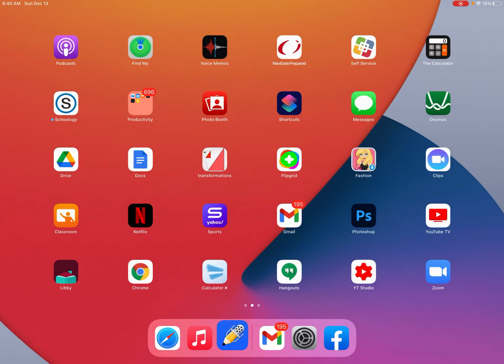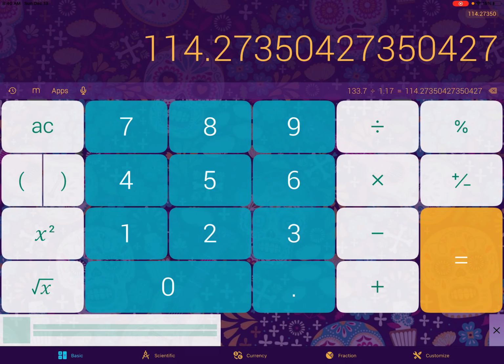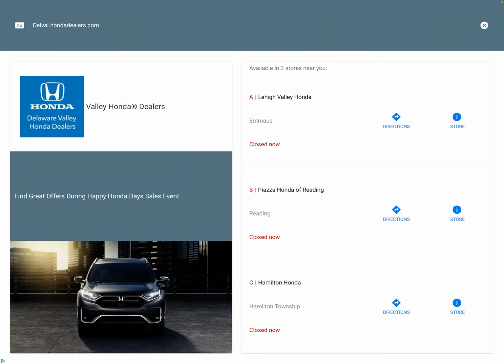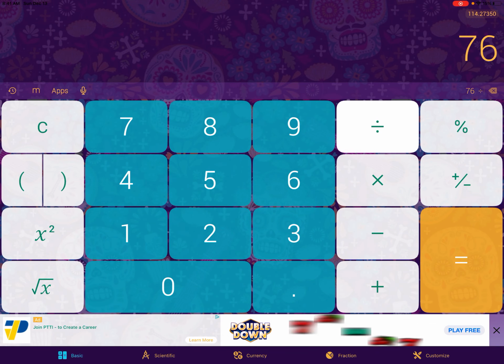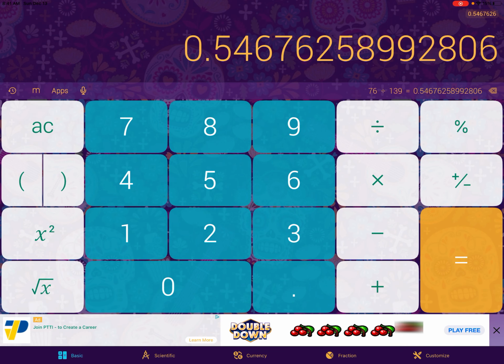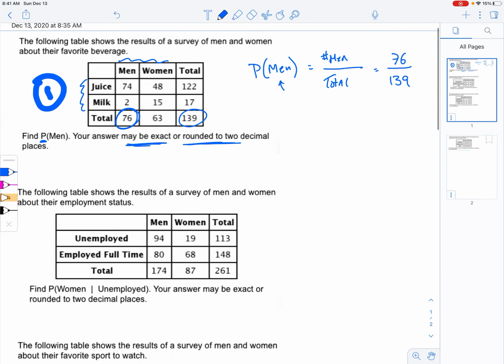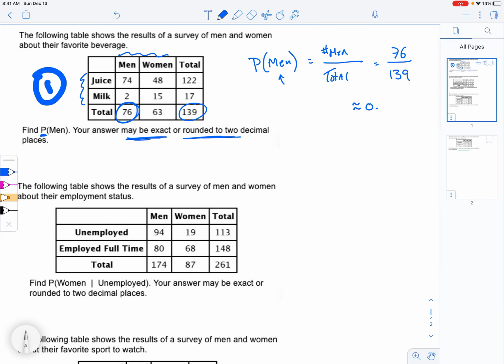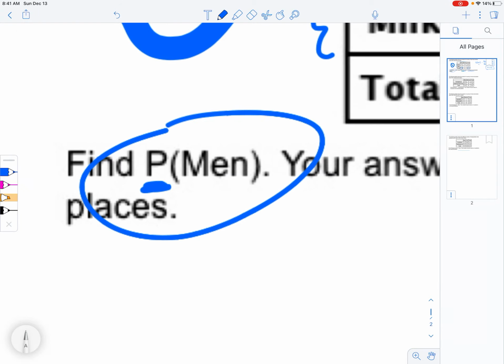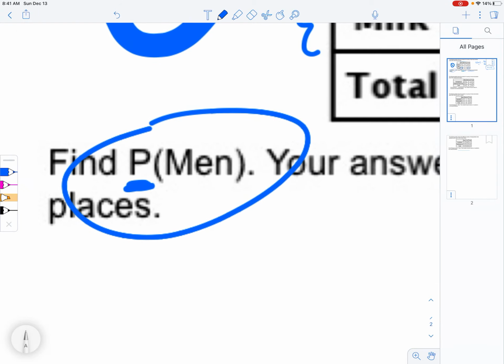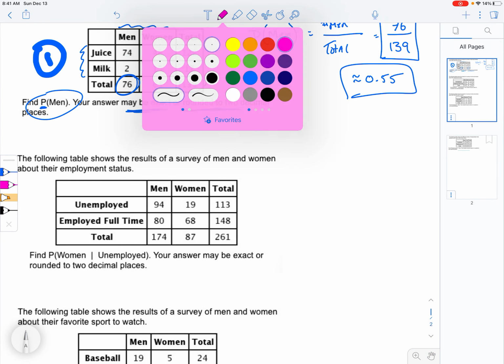So 76 divided by 139, and we get this number. So 2 decimal places would be 0.55. The 6 makes the 4 go up. So 2 different answers here. You could use approximately 0.55, or if I remember correctly, the fraction probably is simplified. Either one of those would be sufficient. So this is the simplest style of question. What's the probability that you're going to choose a man from your sample? That's it. Change color, look at the second one.